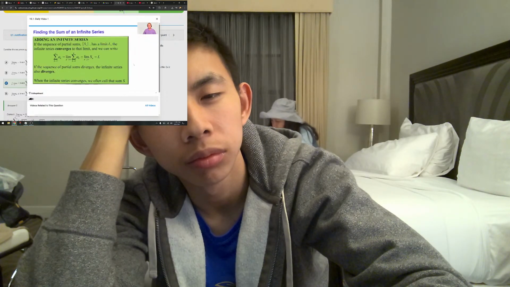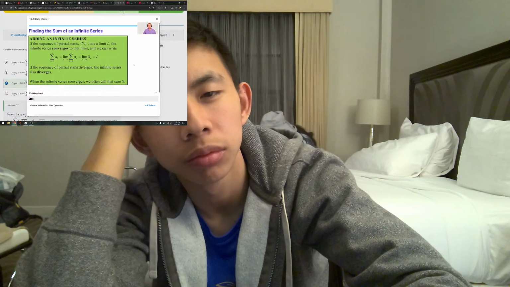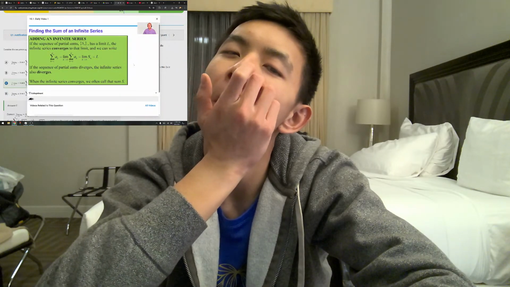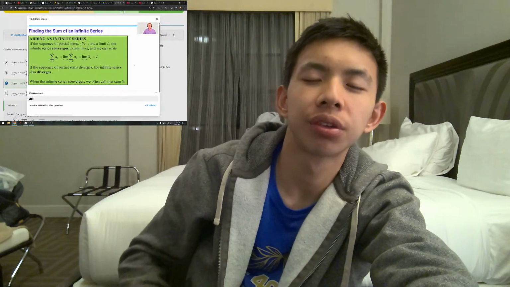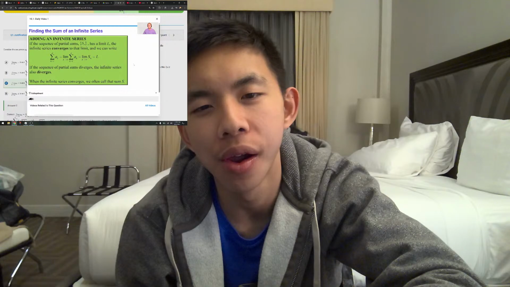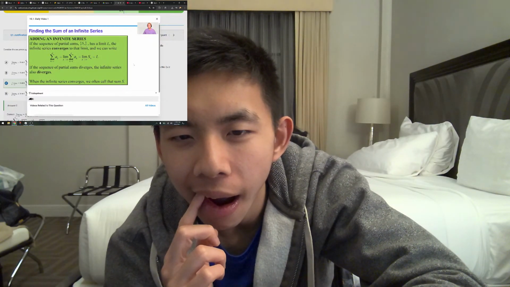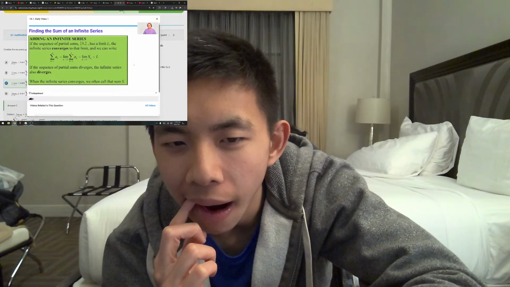Now, finding the sum of an infinite series is really based on this idea. It says that if you've got a sequence of partial sums S_n, and you know that there's a limit of L, that infinite series will converge to that limit, and you can write it as any of these 4 expressions. These 4 expressions are all basically the same thing. And if the sequence of partial sums diverges, then the infinite series will also diverge.